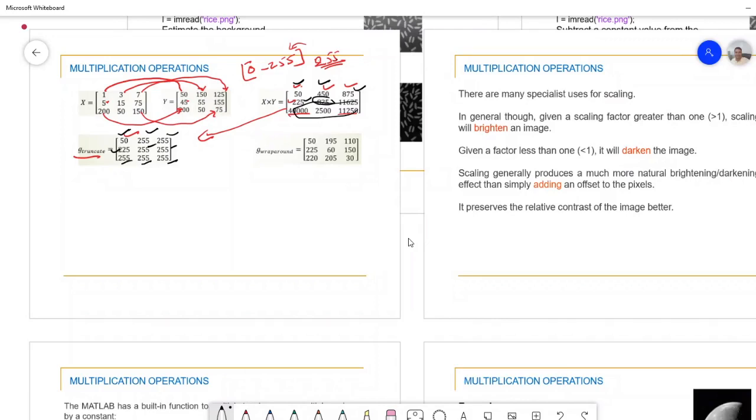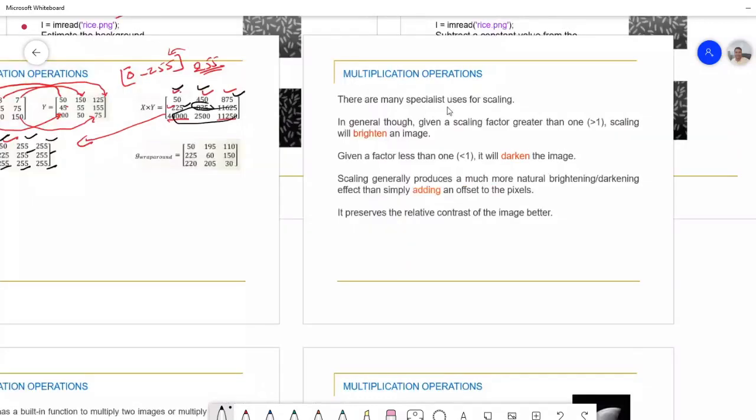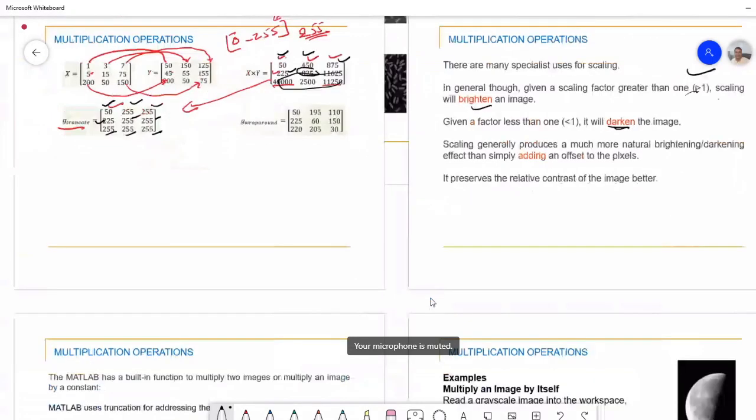Okay, now see, multiplication operation. There are many specialist uses for scaling in general. Given a scaling factor greater than 1, scaling will brighten the image. If the scaling factor is less than 1, it will darken the image. Scaling generally produces a much more natural brightness or darkening effect than simply adding an offset to the pixel value. It preserves the relative contrast of the image better.